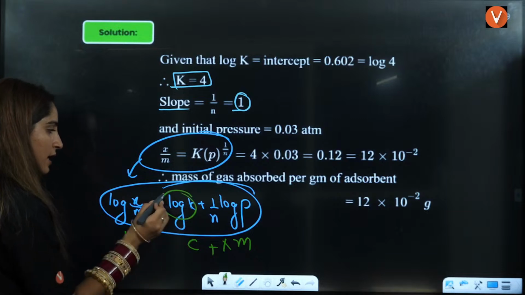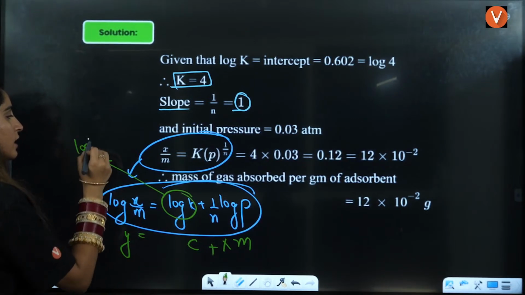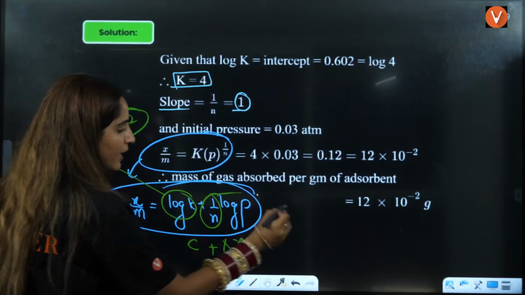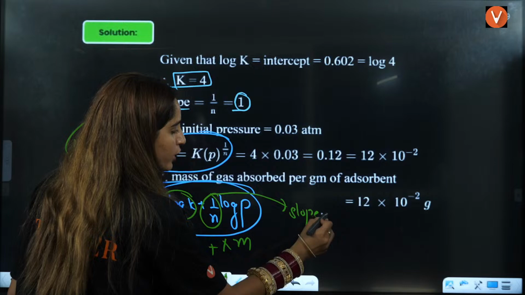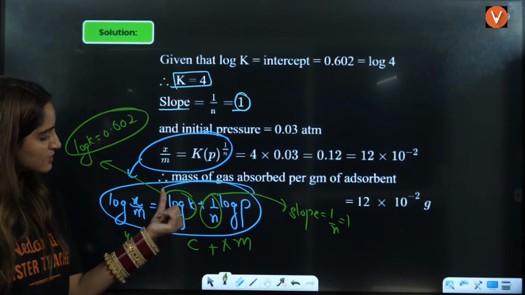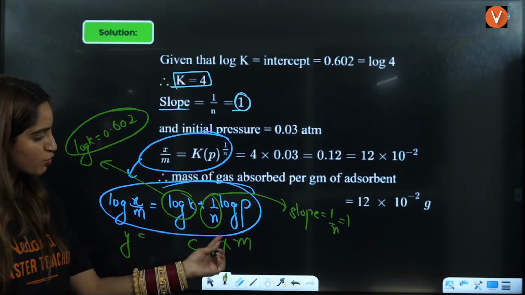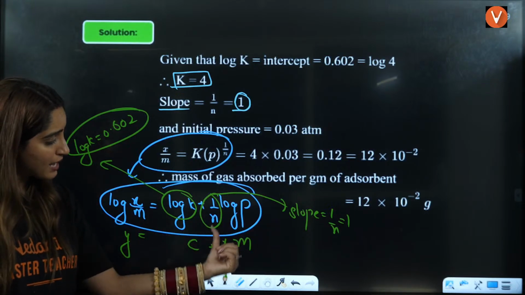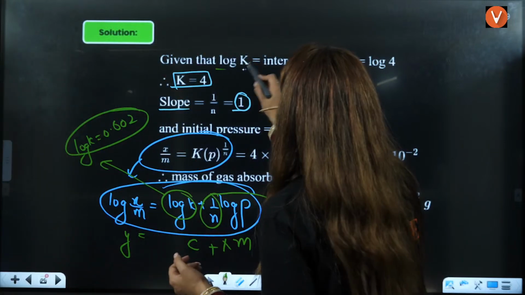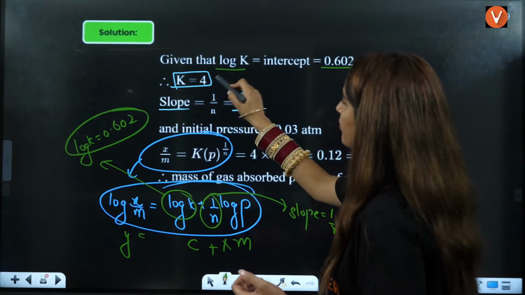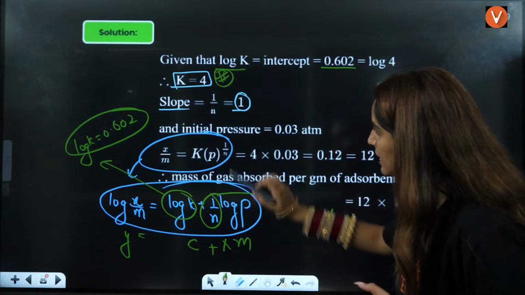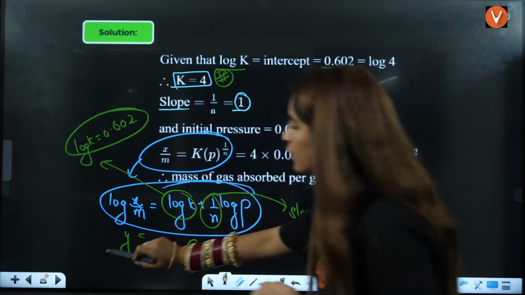We can say then log of k is equal to 0.602, that is the intercept. 1 by n, that is the slope, is going to be 1 by n equal to 1. So from this formula, intercept, y is equal to mx, m is nothing but slope, x is log p. From there, we can see the value of log k, that is the intercept, is going to be 4. That means k value is 4. Slope also we got, that is 1 by n, that is going to be 1.